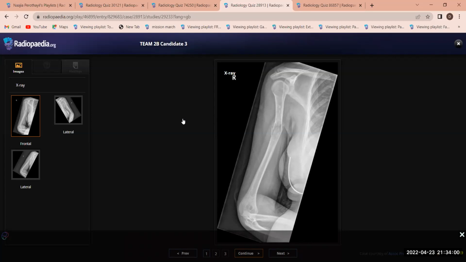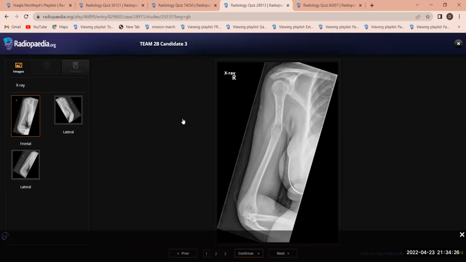Okay, so what are the features that make you say this is an aggressive lesion? Wide zone of transition. The internal matrix inside the medullary cavity is slightly suspicious, because I don't appreciate exact boundaries of the normal bone, and there's some cortical thinning as well. So that's why it's suspicious for me.